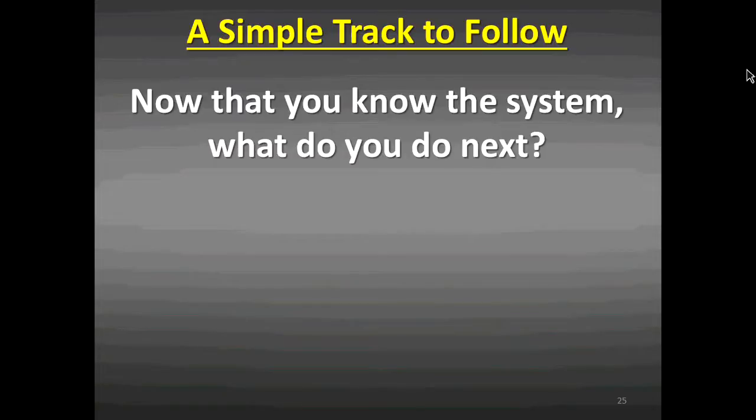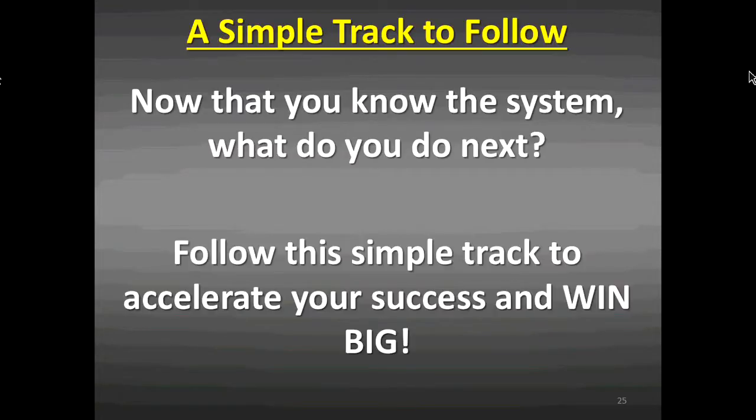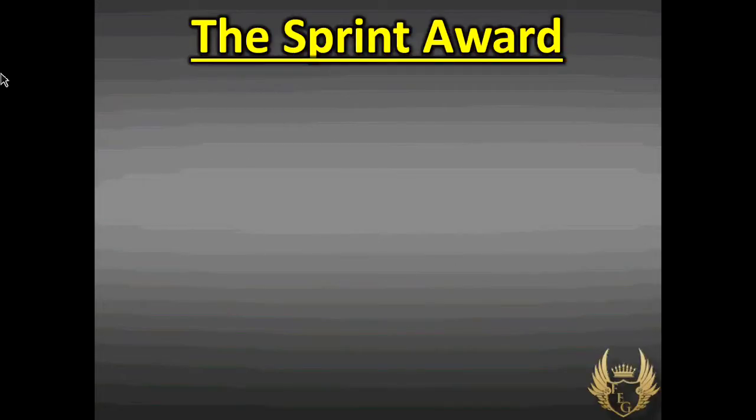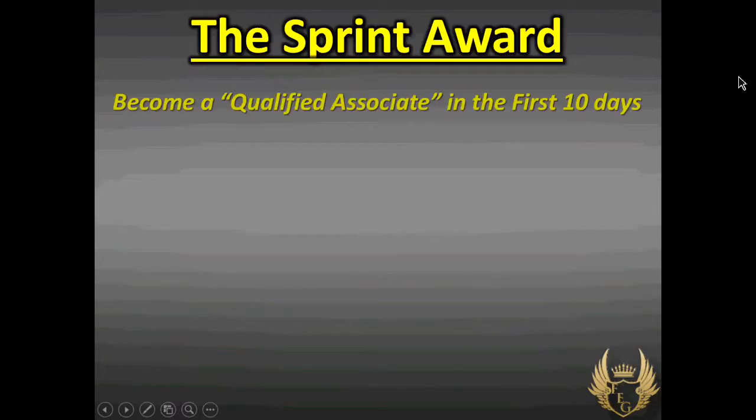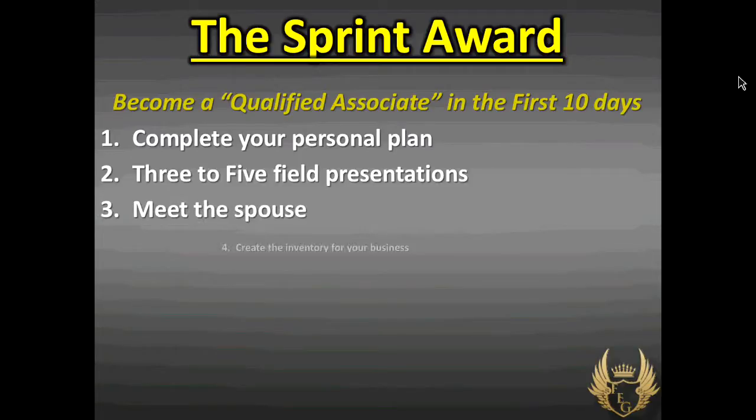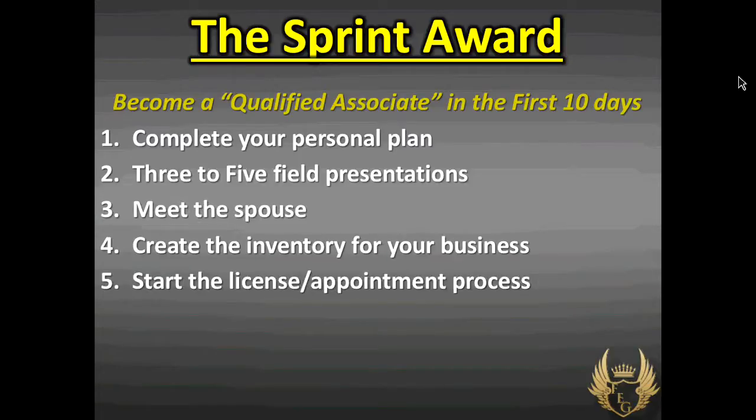Now that you know what the 5 steps are, what do you do next? Well, if you follow this simple track that we've laid out, you can accelerate your success and really win big here at FEG. So let me tell you a little bit about the roadmap that we've laid out to really get you to the next level as quickly as possible. Our Sprint Award is to become a qualified associate in the first 10 days, otherwise known as the 5 and 10. What are those 5 steps? Well, we just went through them. Complete your personal plan, 3 to 5 field presentations, meet the spouse, create the inventory for your business, and then start the licensing process.